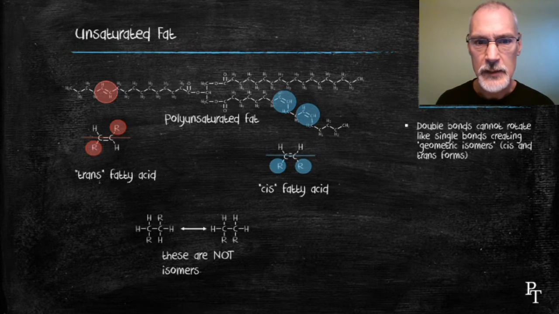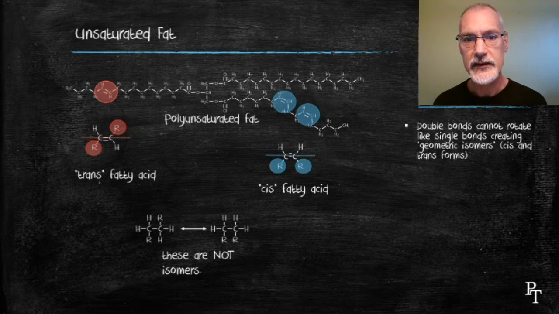Now, I would like to bring up a point here that single bonds don't exhibit this type of isomerism. It's very easy to grab a particular molecule and you can rotate about the single bond. This is not the case with double bonds. Double bonds do not allow rotation, whereas single bonds do.